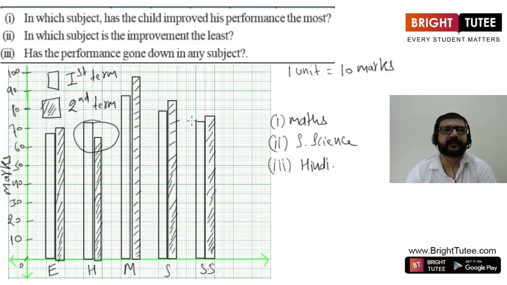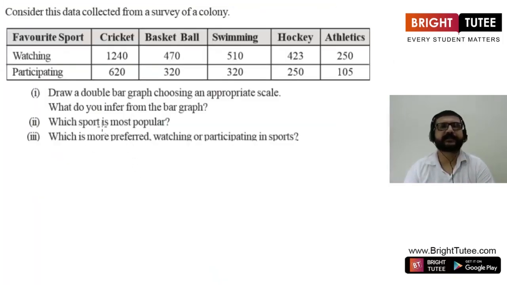So in this question, one data was given to us. First we have drawn a bar graph using the given data, and then we have answered a few questions using the bar graph. So we have seen here how bar graphs help us in interpreting the data in a much easier way, especially when we have to compare any two quantities. Like here we were comparing marks of the first term and the second term. By using the double bar graph, it became very easy for us to compare marks of different subjects in two different terms. Now let's see one more question.